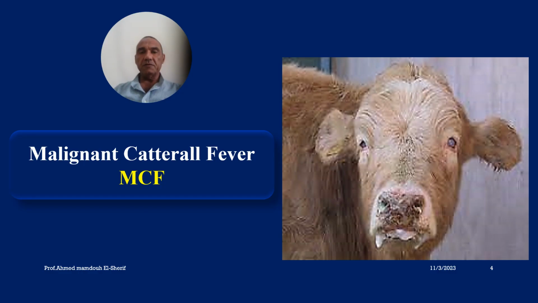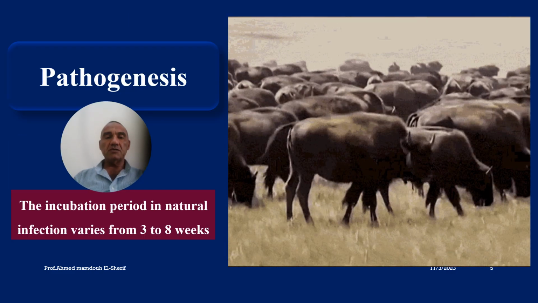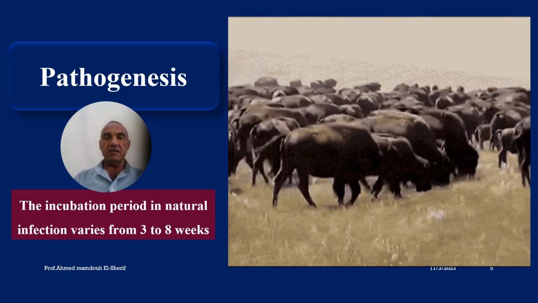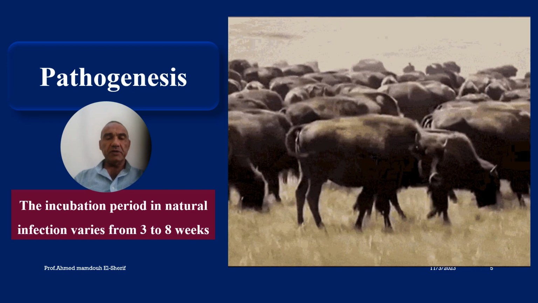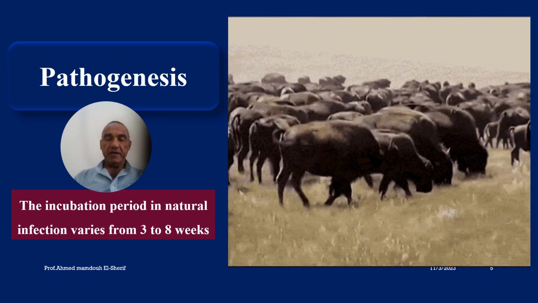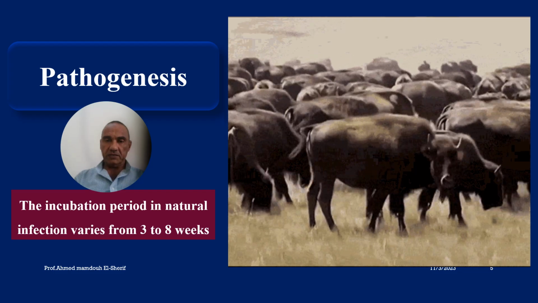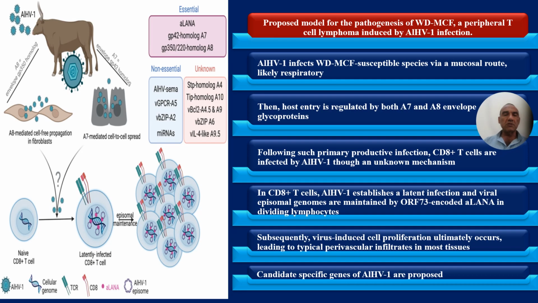Malignant Catarrhal Fever. Pathogenesis of Malignant Catarrhal Fever disease. The incubation period in natural infection varies from 3 to 8 weeks. This is a proposed diagram for the pathogenesis of wildebeest-associated Malignant Catarrhal Fever, a peripheral T-cell lymphoma induced by alcelaphine herpesvirus 1 infection.